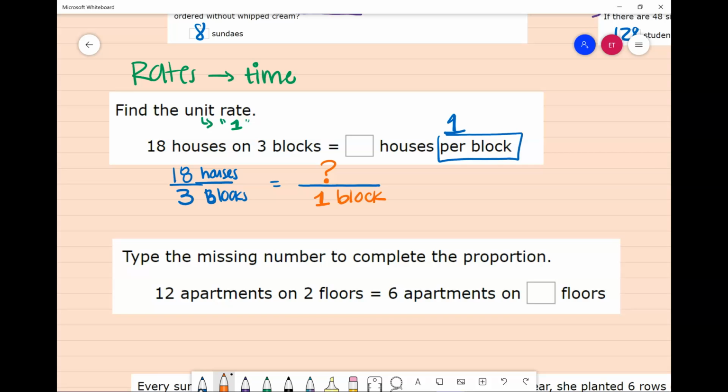Now, before we were multiplying, this is when we're going to get into some division. So, 3 blocks turning into 1 block. I'm going from a larger number to a smaller number, so I'm going to be dividing. I'm going to divide by 3 because any number divided by itself is always 1. 18 divided by 3 is 6 because I know 3 times 6 equals 18. So there are 6 houses per block.